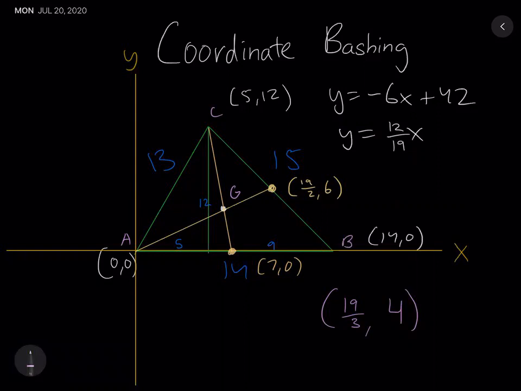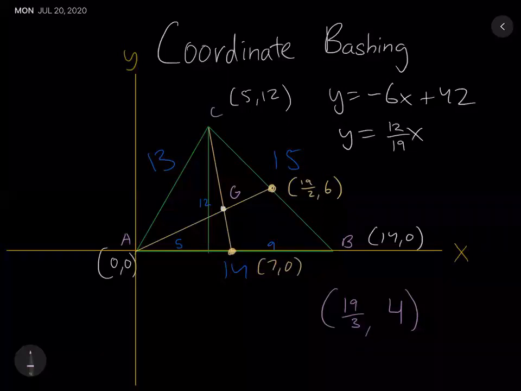So this is a pretty good example of how coordinate bashing works. You just take a geometrical figure, place it on the xy plane, and find... the most common trick you're going to use is the intersection of 2 lines. That's probably the recurring theme of coordinate geometry. Let's find another one.